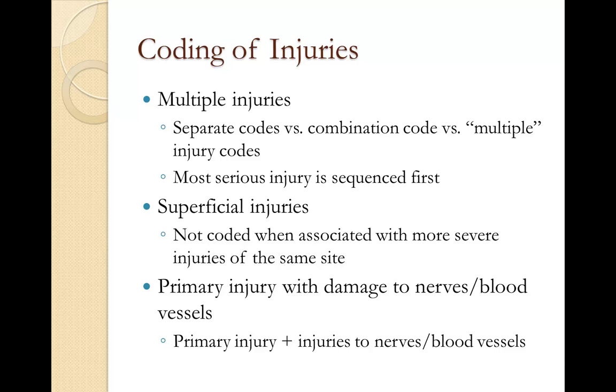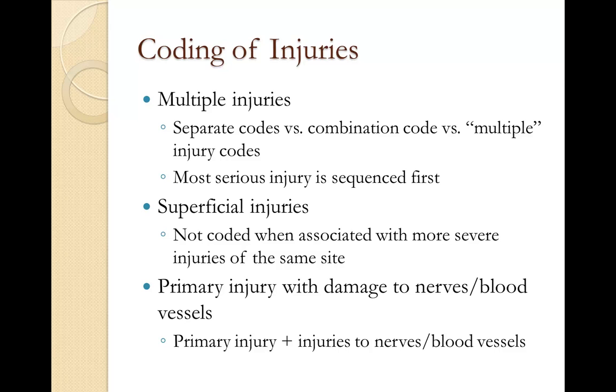A few guidelines with injuries. Typically you're going to be coding each injury separately. If there is a combination code available, you want to use that. There are a few injury codes that just state multiple injuries of a certain body part or location. Those you typically want to avoid. If you can, you want to get as specific as you can. So try to use separate codes if you can, unless your documentation really just says multiple injuries. And then if you have multiple codes, you want to sequence your most serious injury first.